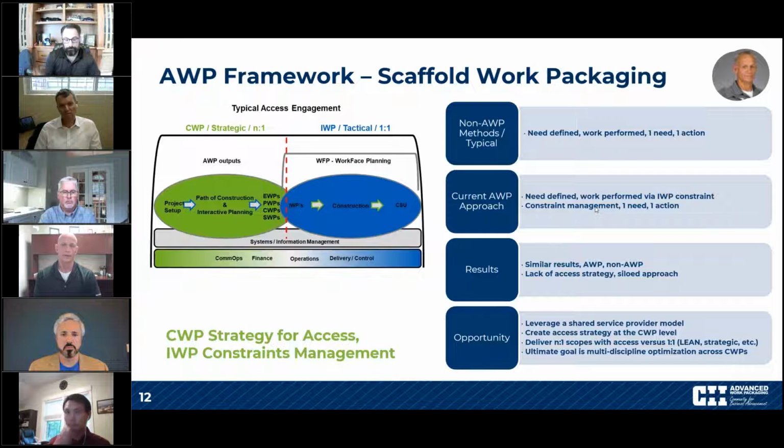The ultimate goal is really to be able to satisfy these, not only for piping craft or insulation craft or electric craft within a CWP, but to begin to think about how can I provide strategic access for multidisciplines, right? So intradiscipline and interdiscipline is really the ultimate goal of this exercise. Next slide.